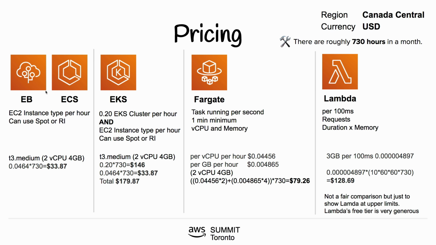With EKS, you're paying for the cluster running because you have to run the control plane and a bunch of other stuff to manage that Kubernetes cluster. And so that is 20 cents per hour. It's going to be very similar to EB and ECS because you do launch EC2 instances as worker nodes, but you do have that additional cost. So you're going to have to add that cluster cost in there, and you're going to get a total of 179.